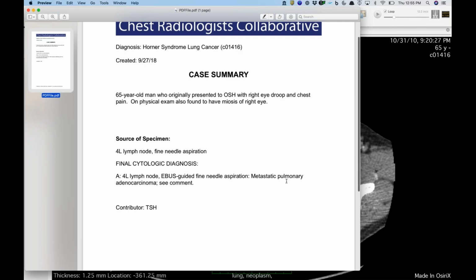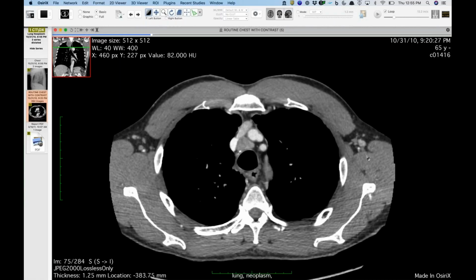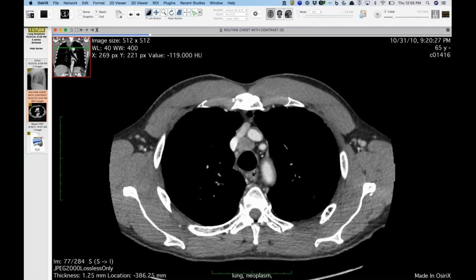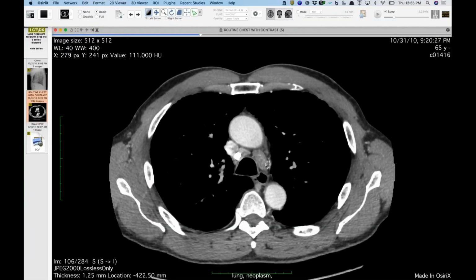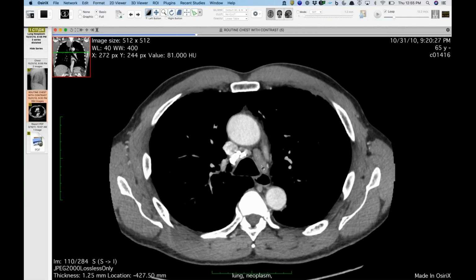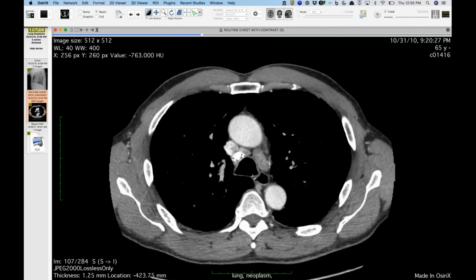So metastatic adenocarcinoma. It looks like he had some lymph nodes that were involved as well, and he had a contralateral paratracheal node here, so N3 disease.